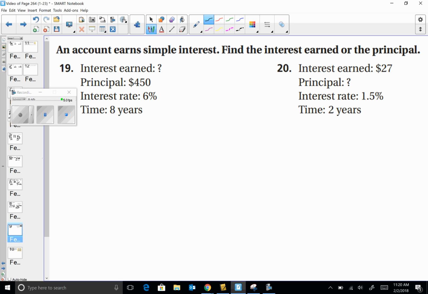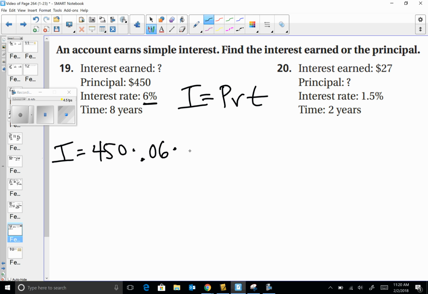All right. Number 19. Remember the formula for interest is interest equals principal times rate times time. So for the interest earned, I equals, our principal is 450, our interest rate we write as a decimal, so it's 0.06, and then our time is 8 years. I'm going to run to my calculator. 450 times 0.06 times 8 gave me, ooh, $216. I'm going to check to see if that's right. So 450 times 0.06 times 8 equals, okay, it is 216. I hit all the right buttons.